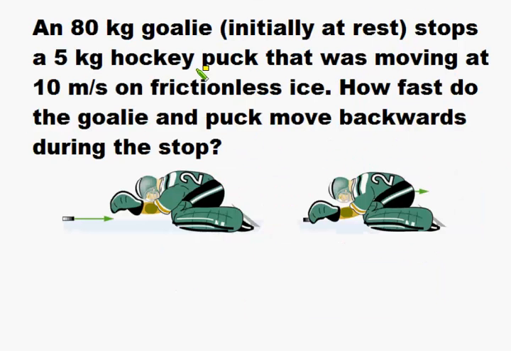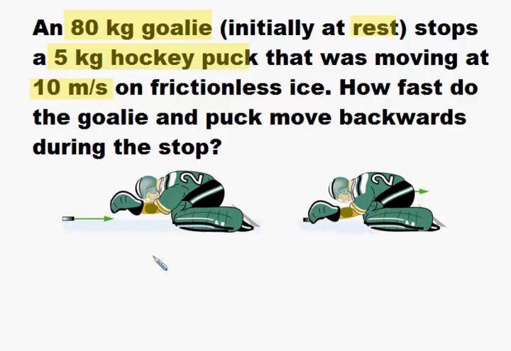All right, let's try another one. An 80 kilogram goalie, initially at rest, stops a 5 kilogram hockey puck that was moving at 10 meters per second, on frictionless ice. How fast do the goalie and puck move backwards during the stop? So here we have the puck, and it comes in like this, and the goalie's at rest, and then the goalie catches the puck like this, and you can see they both move back together.